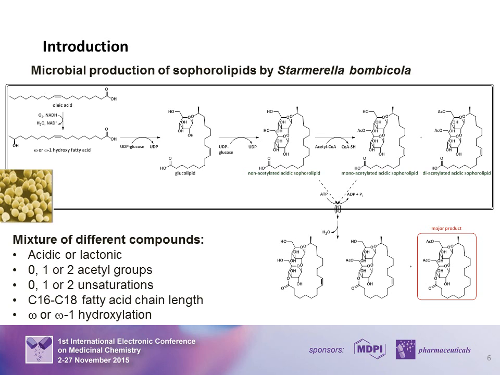Synthesis starts with the hydroxylation of the fatty acids, followed by two subsequent additions of a glucose unit. This glycolipid is then acetylated at 1, 2, or none of the 6 positions on the sugar groups, and finally the products can be esterified to the lactonic compounds. This microbial pathway thus gives rise to a variety of end products, with the diacetylated sophorolipid lactone being the major compound.